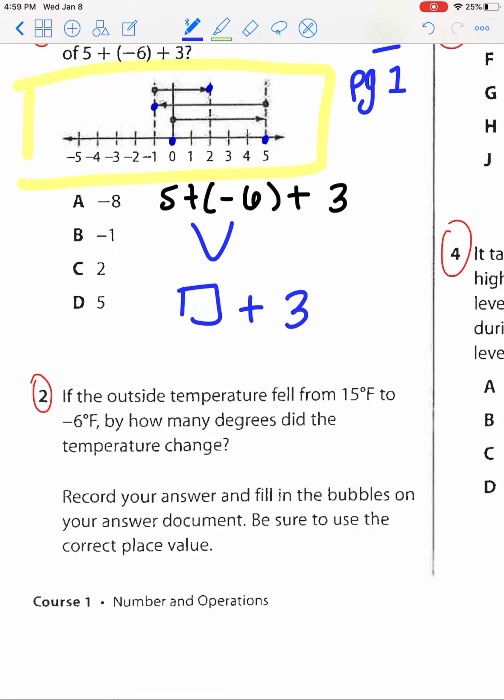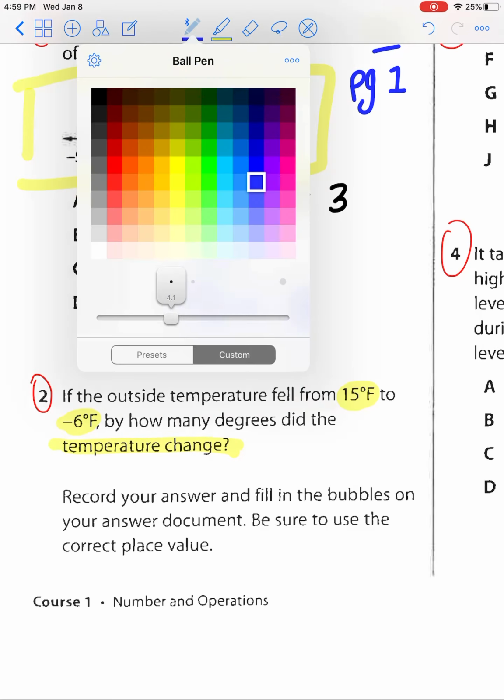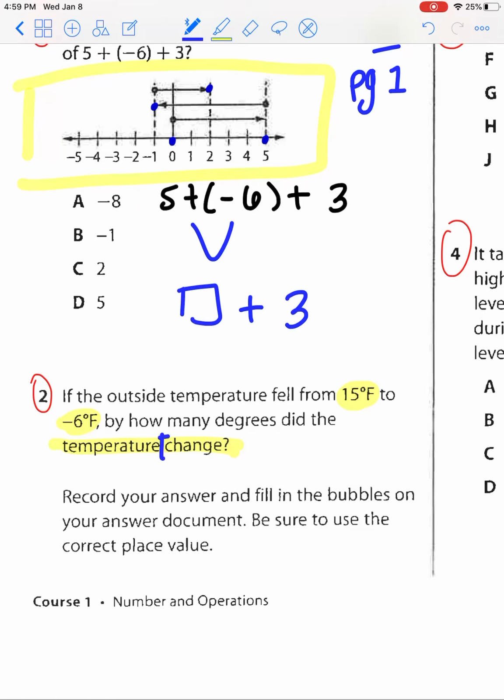If you look at number 2, it says, if the outside temperature fell from 15 degrees to -6 degrees Fahrenheit. So basically what it's saying is that temperature was initially 15 degrees, and then it went all the way down to -6. By how many degrees did the temperature change? So there's a very important keyword here. The keyword here is, you're probably saying it in your mind already, the keyword here is change. When you're asking for change, it's operation of subtraction.